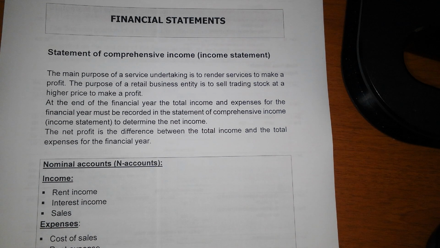So the main purpose of a service undertaking is to render services for an income, and that income after expenses will give me the profit. This is, for instance, businesses like a lawyer, hairdresser, plumber, electrician. So they don't sell goods, they render a service, they receive an income, they have to pay expenses, and if you subtract the expenses from the income, you determine the profit.